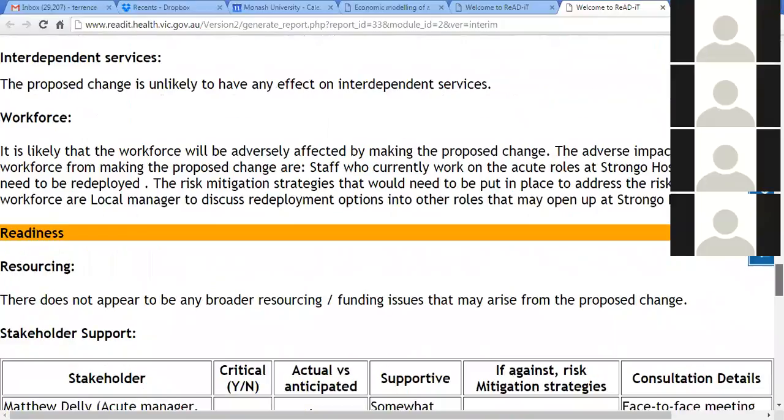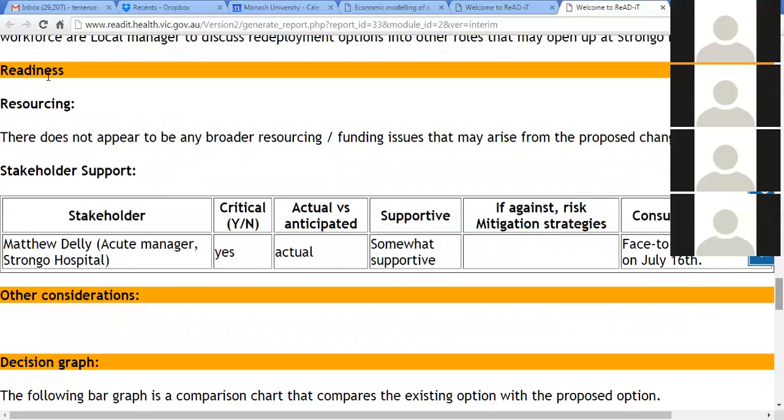And then finally, the last domain, the domain of readiness. Here we have the questions we answered about resourcing and also about stakeholder support. If we'd entered in any other considerations in that last question, that would be populated in this area here.